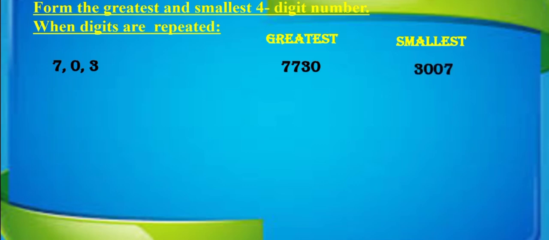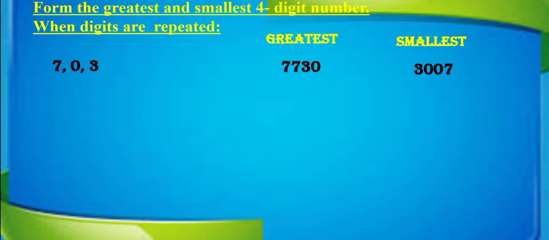You have to write 0 as the second and third digit. You should not write 037 or 0037, because 0 in the beginning carries no value. We are forming 4-digit numbers, isn't it? So 0 should be placed as the second and third digit, that is 3007. Like this you have to form the smallest 4-digit number if 0 is one among the digits.